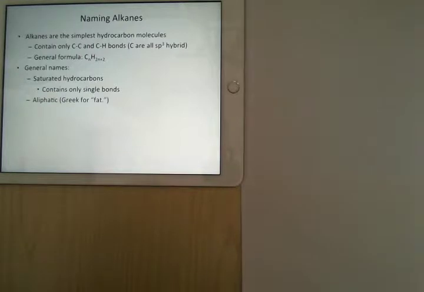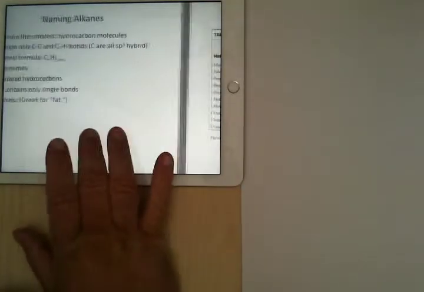So, naming of alkanes. Again, they're the simplest carbons. It's all sp3 hybrid. All the carbons are sp3. You'll hear them called saturated, and also sometimes you hear them called aliphatic, which is the Greek for fat, because they are typically going to be made up of the solid fats that you come across.